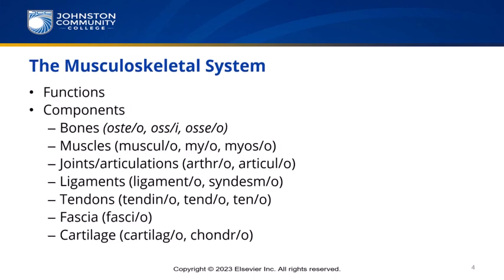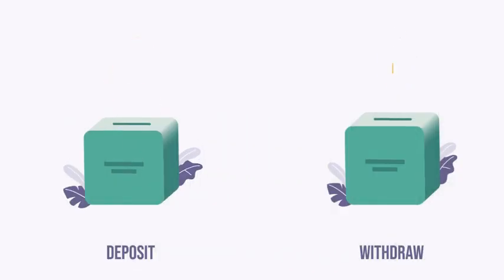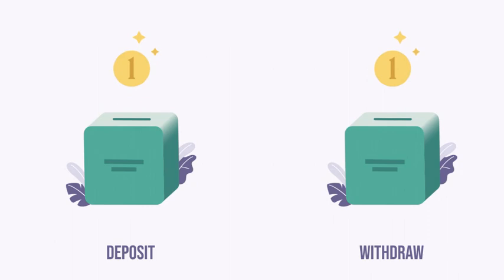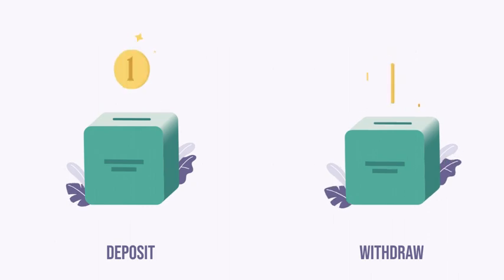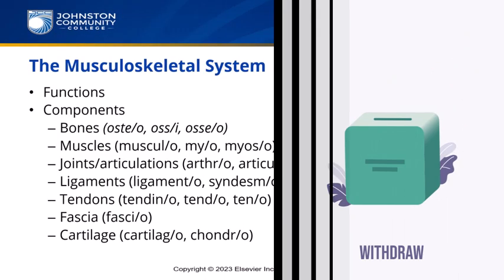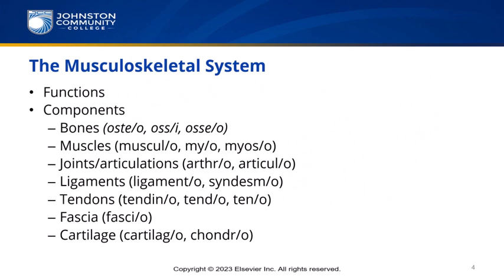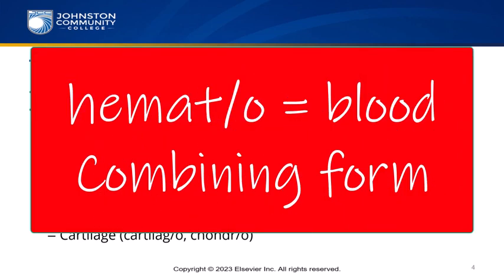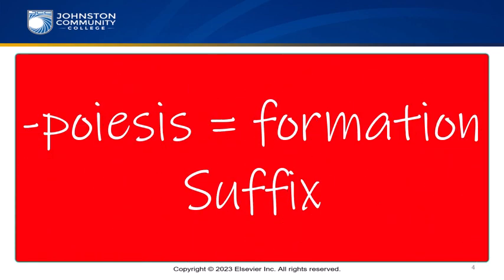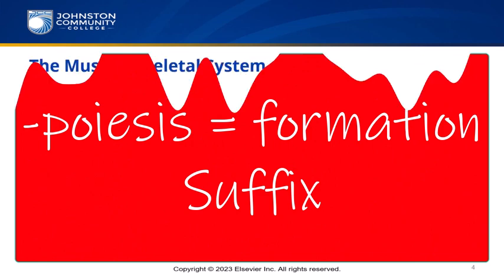Think of the chest cavity and how it provides a framework as well as protects the heart, lungs, esophagus, and trachea. The bones act as a type of bank for minerals. The body stores and makes withdrawals of minerals like calcium and phosphorus in the bones. The formation of blood is hematopoiesis, a function provided by bone marrow. Hemato is our word part for blood, and poiesis is the word part for formation.